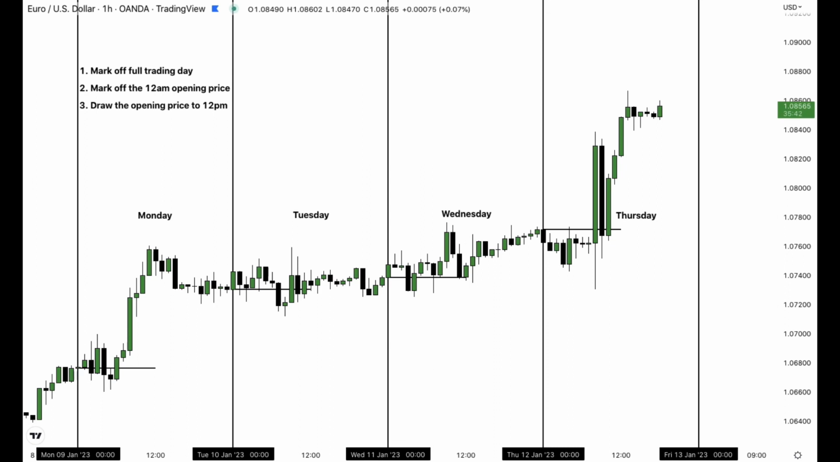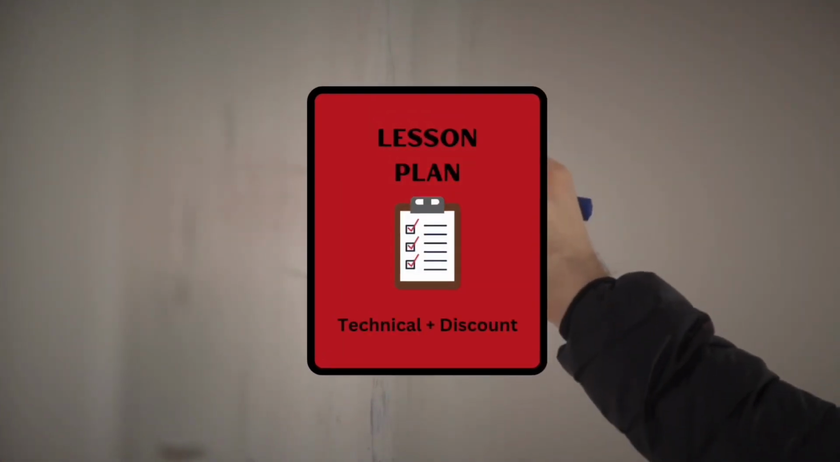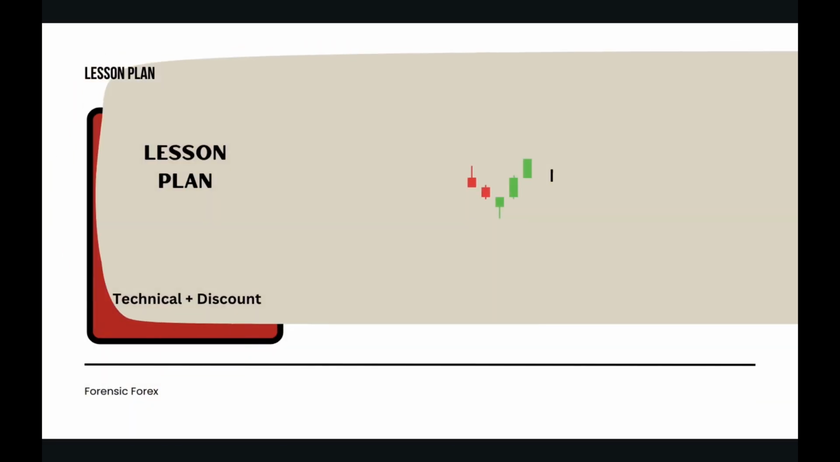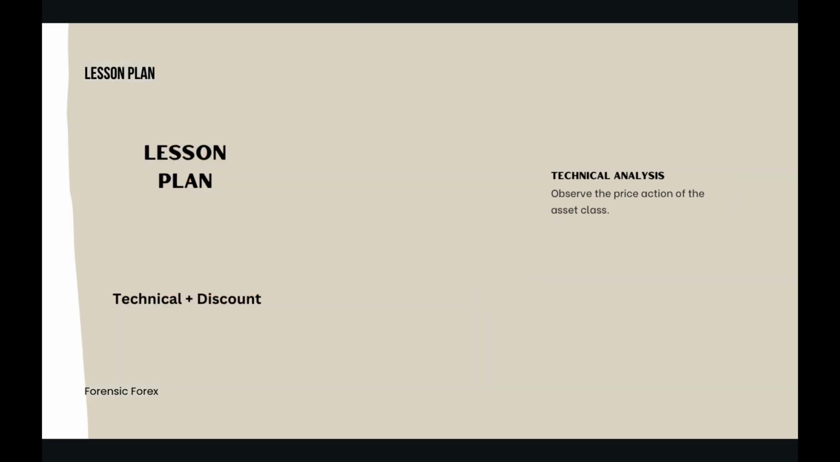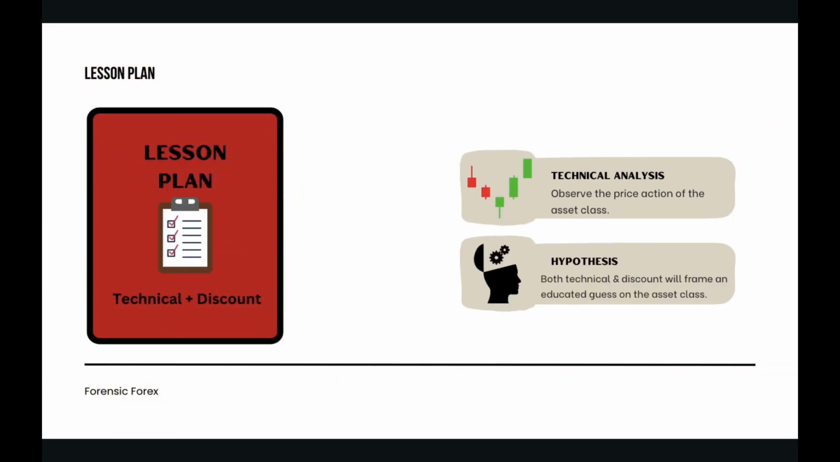Let's take a look at our lesson plan to formulate a process to be a buyer. For the lesson plan, as always, you're going to be looking at price action, which is our technical analysis. Then we're going to be incorporating midnight opening price, which will bring us to our hypothesis, defining a high odd buy scenario. Let's take a look at the key details.